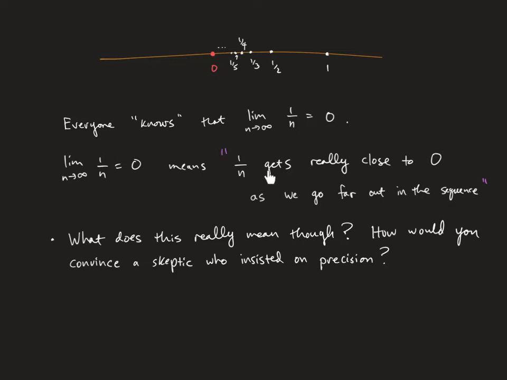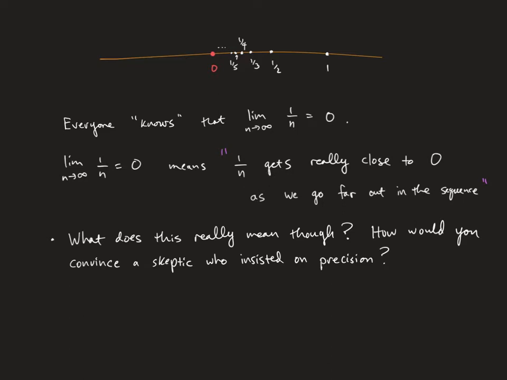He's going to say, well, I'll be the skeptic. So I'm going to say, okay, you're saying that 1 over n gets really close to 0 as we go far out in the sequence. Well, I'm going to issue a precise challenge related to this. So you tell me that 1 over n gets really close to 0. So okay, so 1 over a million, right? 10 to the minus 6.